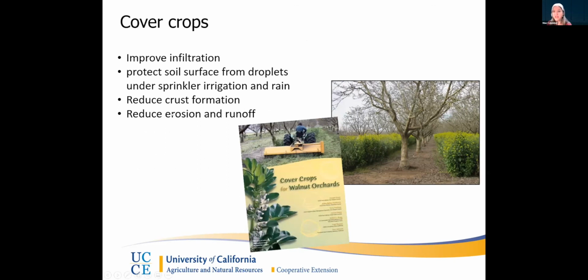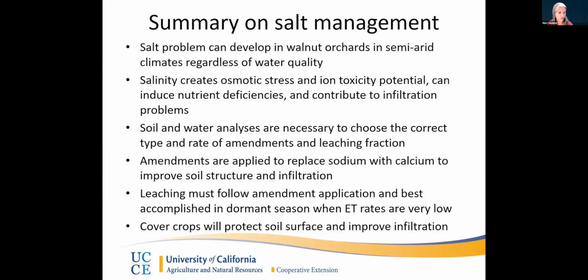And then just to build on what she was talking about with regard to cover crops. Cover crops improve infiltration. They protect your soil surface from droplets if you're using sprinkler irrigation and rain. So they protect the integrity of the soil surface and reduce crust formation, reduce erosion and runoff. UC has some nice guides on selecting cover crops for walnut orchards, so you can look for those.